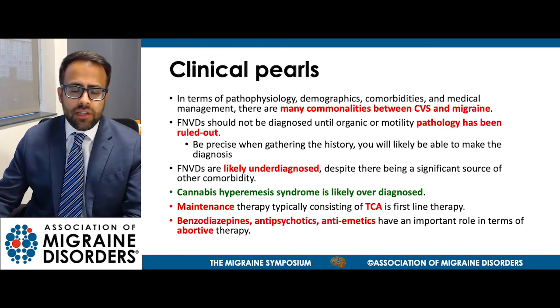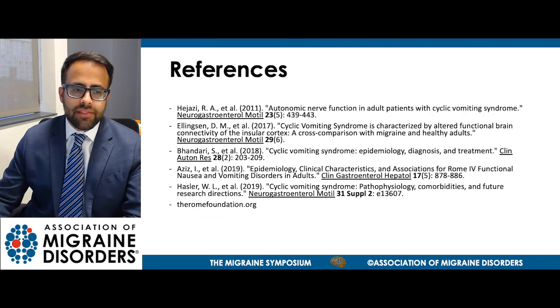Maintenance therapy for cyclic vomiting syndrome, the mainstay is tricyclic antidepressant. Again, it's very similar to migraine. And we use a lot of the same abortive regimens when it comes to treating severe attacks of cyclic vomiting syndrome. Thank you.